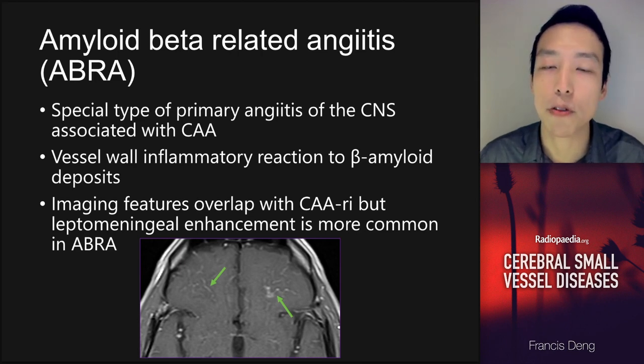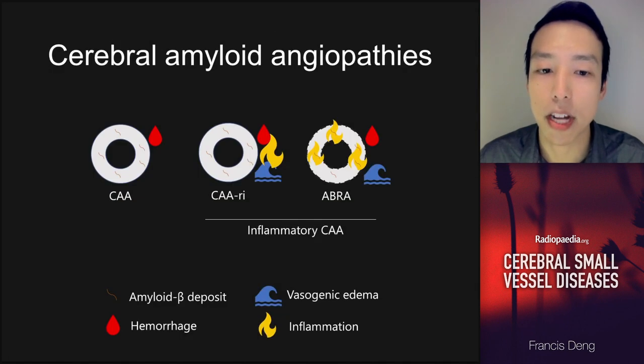The imaging features overlap a lot with CAA-related inflammation, CAA-RI, but it has been reported that leptomeningeal enhancement is a little bit more common in ABRA, in amyloid beta-related angiitis. So keep that in your differential toolbox when you're seeing vasculitic changes like leptomeningeal and parenchymal enhancement, as well as a profusion of microhemorrhages that raises the possibility of cerebral amyloid angiopathy.